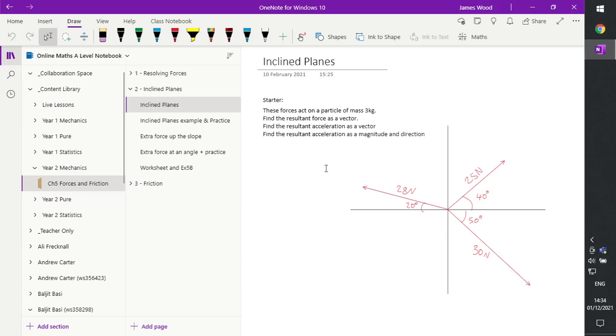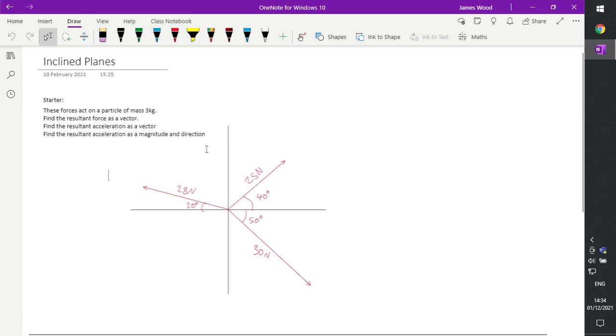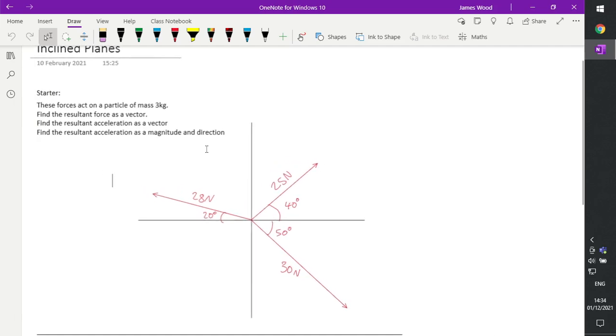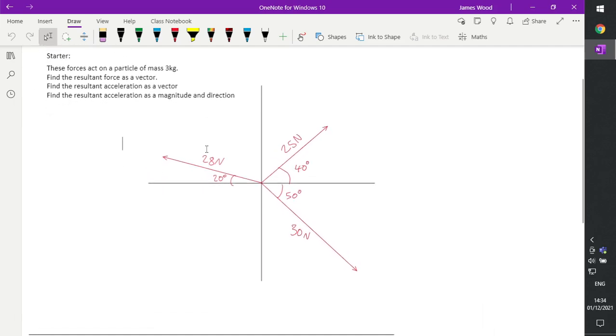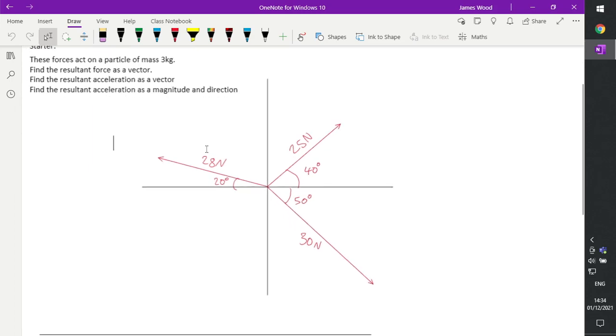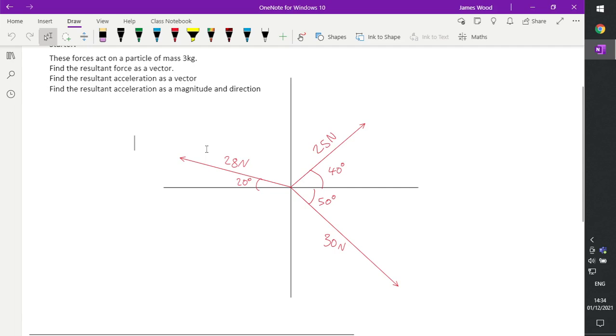In this second lesson on this chapter, we're going to follow on from what we were doing before. So first of all, here's just a question to remind us of what we were doing in the last lesson about resolving forces. So perhaps pause the video and just have a go at this question. We've got these three forces acting on this object, which weighs 3 kilograms. And we've got to find the resultant acceleration as a vector and then also as a magnitude and direction.